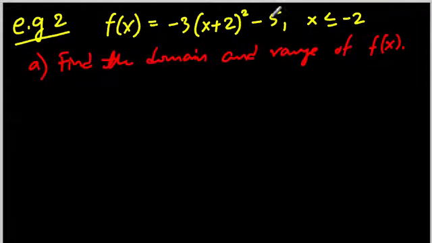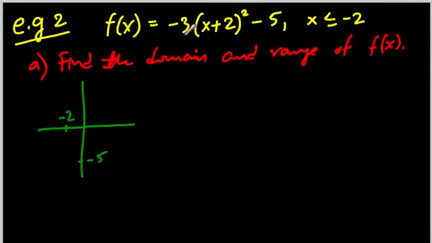Step number 1 is obviously we've got to sketch this. This is really simple to sketch. I am going to draw that over there. I know the vertex is (-2, -5), and since it's negative 3, it's facing down. Now let's apply the domain restriction. So x is less than or equal to negative 2, so this will definitely be a closed circle. Since it's less, I'm going to erase everything to the right. And there you have it.